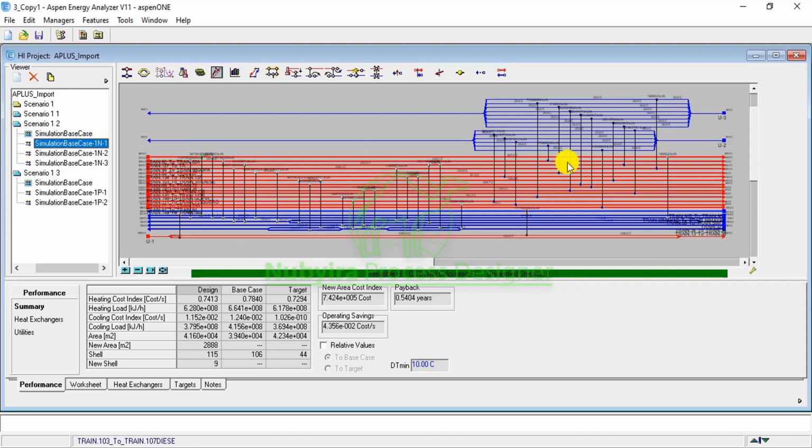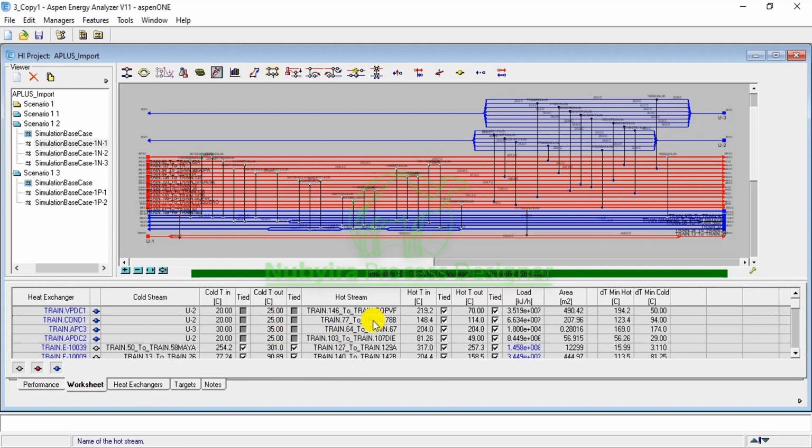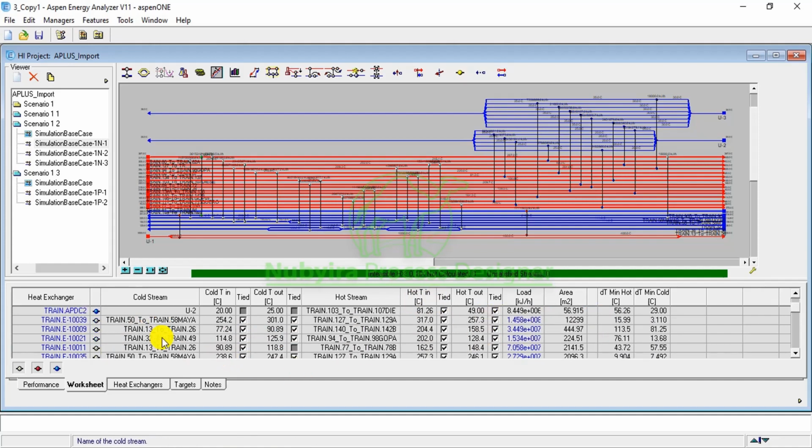So we are going to have the calculation of the energy analysis here. You can see the new area, and the payback here is 0.5404. Then the worksheet is here. For each stream, you have the utility and the inlet temperature of the utility: cold water is coming in at 20 and going out at 25. For the air, it's coming in at 30 and going back out at 5. Then we have the water 20 to 25, and then the hot inlet and outlet temperatures. Then for the heat exchangers, we have all the heat exchanger design.